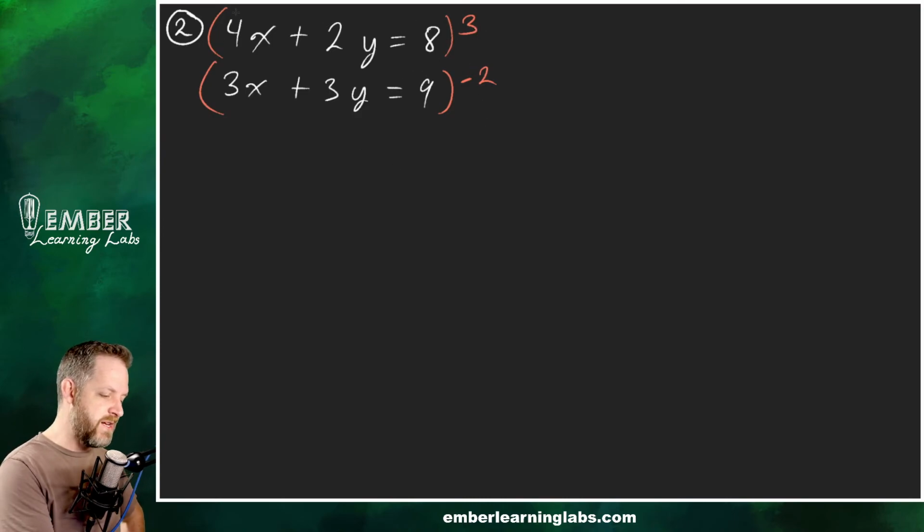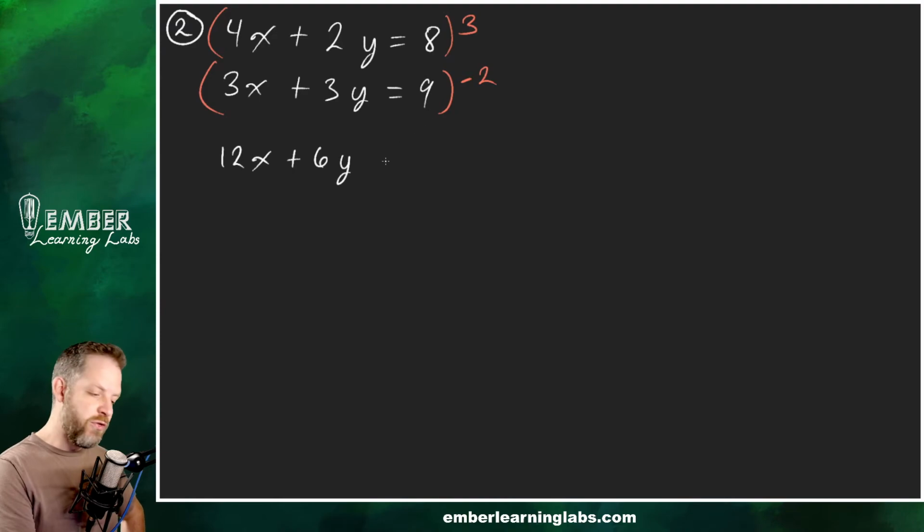So we've got to do 3 times everything on the top. 3 times 4x is 12x. 3 times 2y is 6y. 3 times 8 is 24.